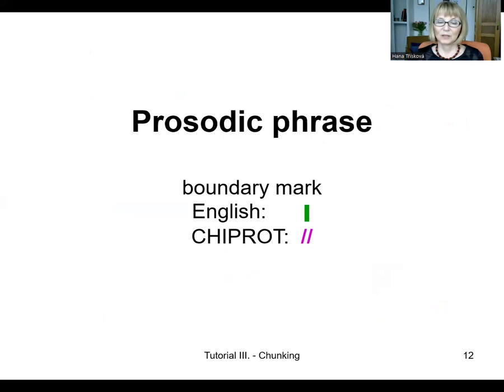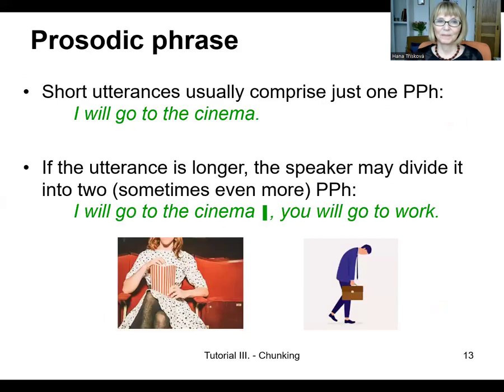Now, at a lower level, there is a prosodic phrase. I will mark its boundary in English by this green sign, and in Chinese it would be a double slash. Short utterances usually comprise only one prosodic phrase. For instance, I'll go to the cinema. That's one phrase. If the utterance is longer, the speaker may divide it into two or sometimes even more prosodic phrases. I will go to the cinema, you'll go to work.